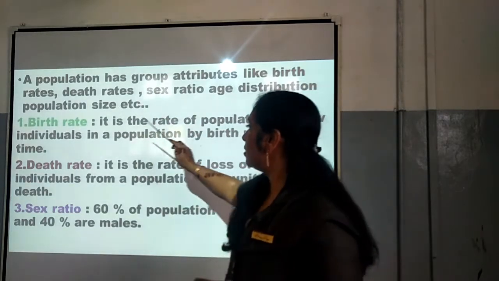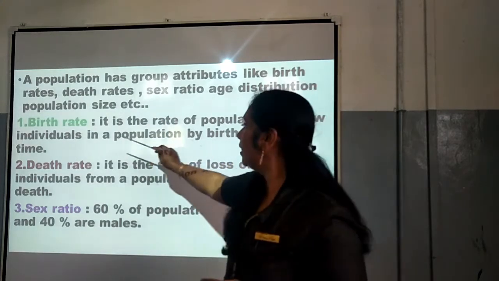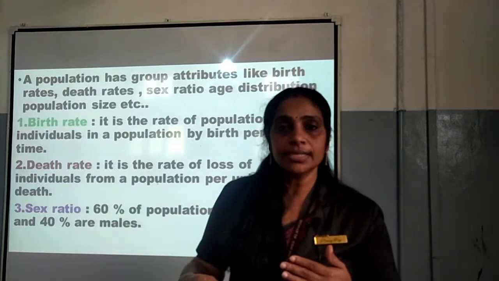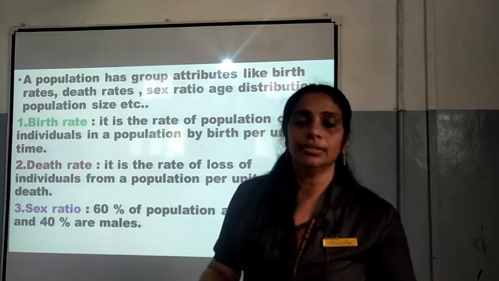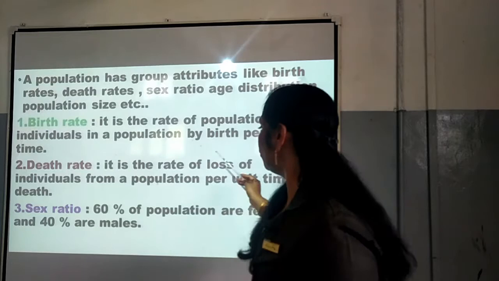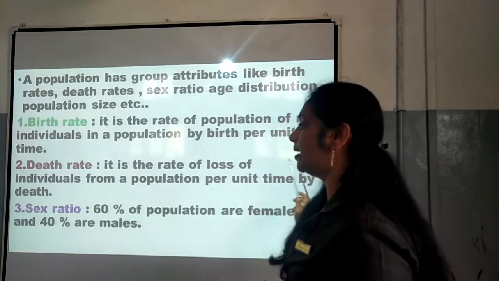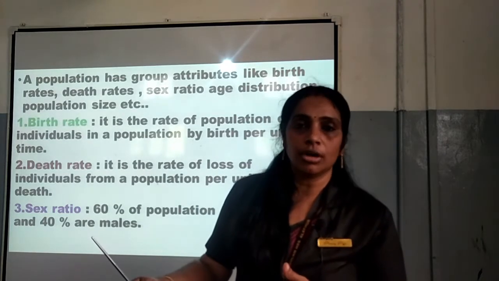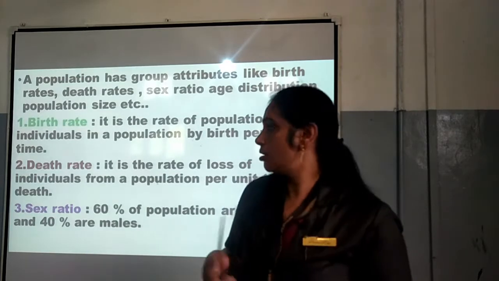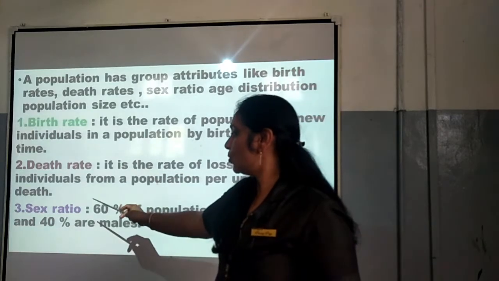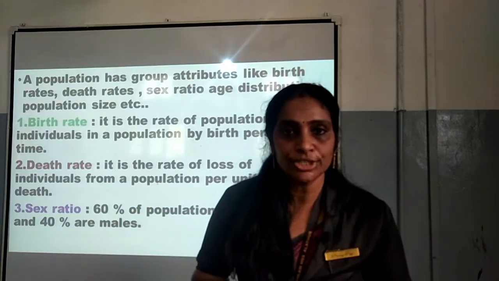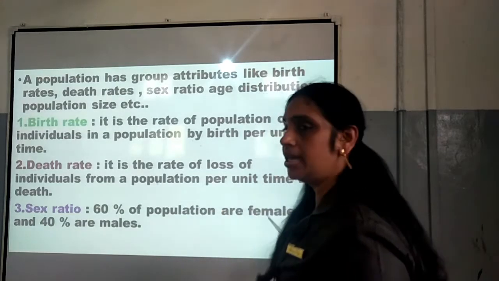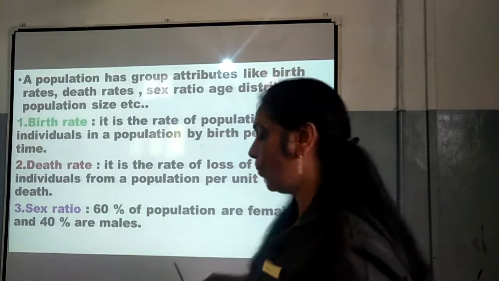What is birth rate? It is the rate of addition of new individuals to a population by birth per unit time. If births take place per unit time and add to the population, that is called birth rate. Death rate is the rate of loss of individuals from a population per unit time by death. If a person has lost their life from a population, surely there will be a loss of an individual in the population. That is called death rate. And what is sex ratio? We know that males and females are there in a population, and the ratio of males and females is expressed as, for example, 60% of the population are female and 40% are male.